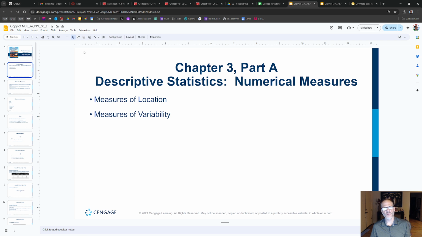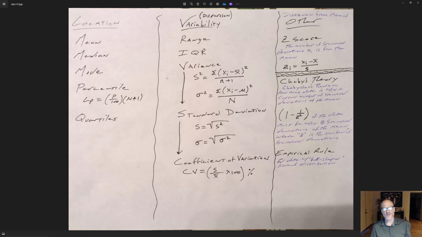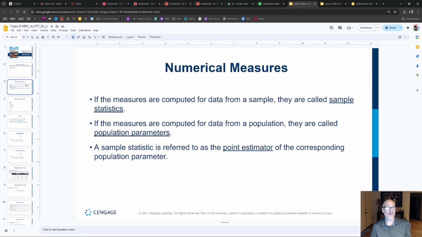So, numerical measures to help us describe the data we've gathered. We're going to look at measures of location and measures of variability. Again, here we have location and here we have variability. With location, it's going to be mean, median, mode, percentile, and quartiles. Let's take a look at what these are.